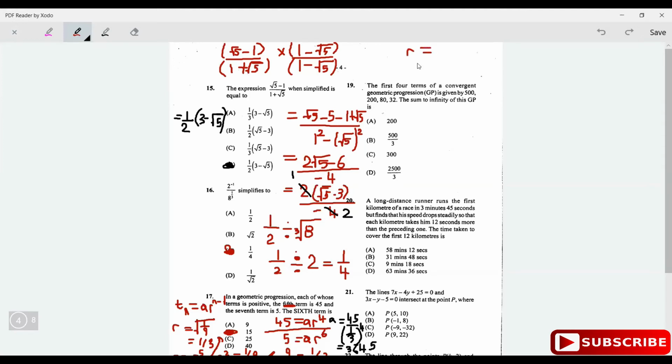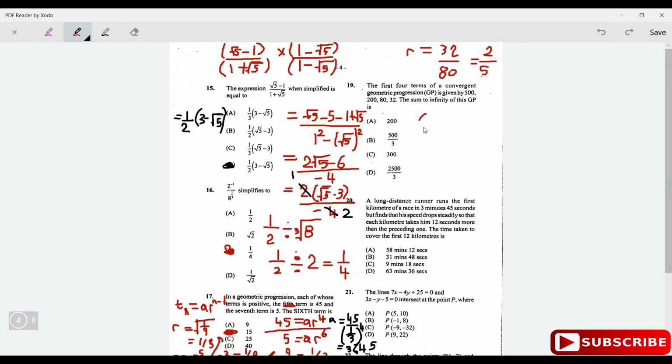R is the second term divided by the first term, or some people might say 32 over 80. So R is equal to 32 divided by 80, which is the fourth term divided by third term. That simplifies to be 32 divided by 80 is 2 over 5. So the common ratio is 2 over 5.